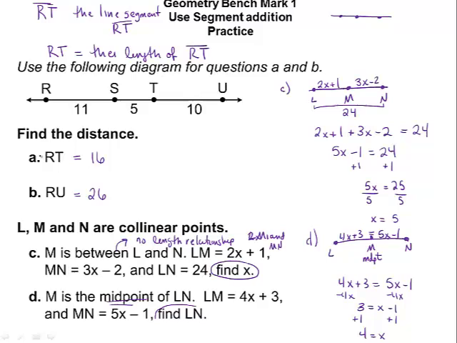But I'm not supposed to find x, I'm supposed to find LN, which is the whole length again. So I'm going to plug 4 into here. So that's 19. 16 plus 3 is 19. That's LM. So MN is also 19. So LN is equal to 19 and 19, which is 38. There's my final answer.